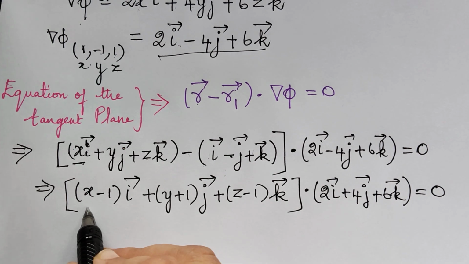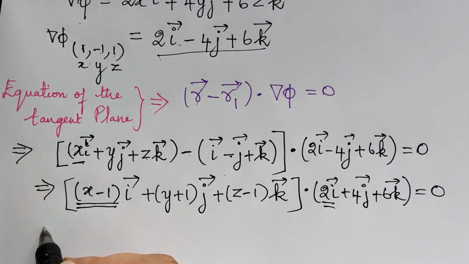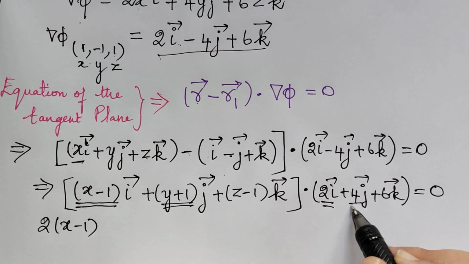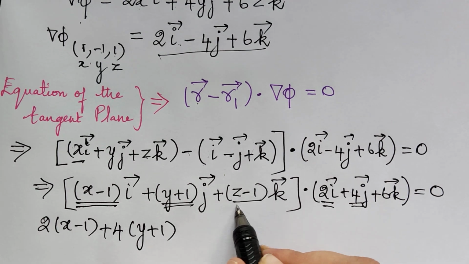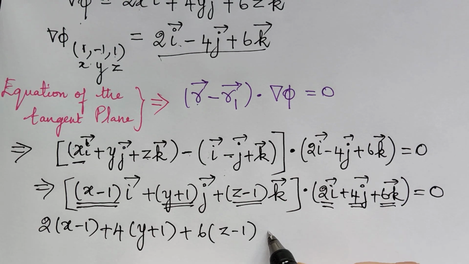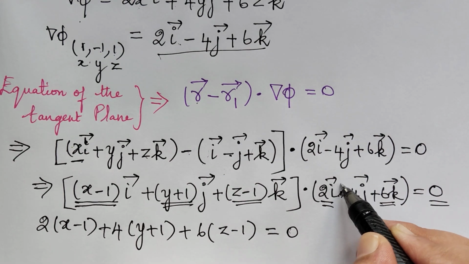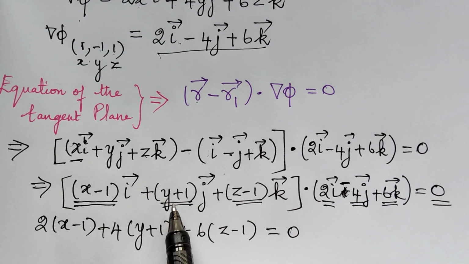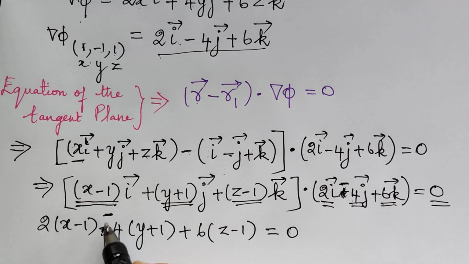So when we take the dot product, we should take the product component wise. So x minus 1 multiplied with 2, so it will be 2 into (x minus 1). And then y plus 1 multiplied with 4, and z minus 1 multiplied with 6, so plus 6 multiplied with (z minus 1), and that is equal to 0. And this is negative 4, because we have negative 4 over here. By mistake I have written plus, this is negative 4. And so when y plus 1 is multiplied with negative 4, you will have minus here also. So kindly make that correction.